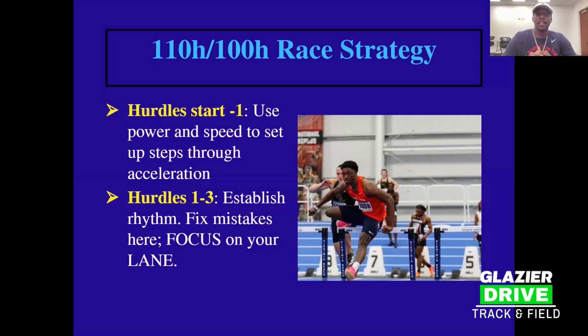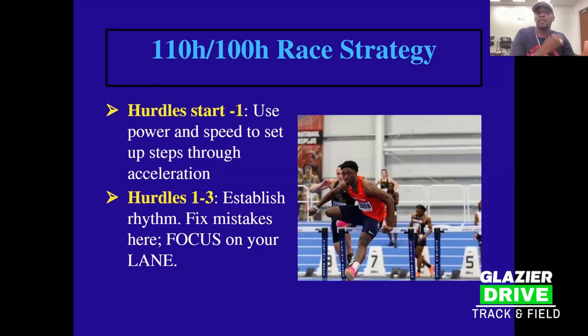For him, he's very powerful, right? We really focused on his hurdle part because he was already a good sprinter. So right here we have starts to the first hurdle. You want to use power and speed to set up steps to go through acceleration, right? And from hurdles 1 through 3, that's where your hurdler is trying to establish their rhythm. I tell them any mistake you're going to make, whether it's clipping the first hurdle, not driving out the right way, or keeping your hips too low in the hurdles, get all of that out of the way by hurdles 1 through 3, right?